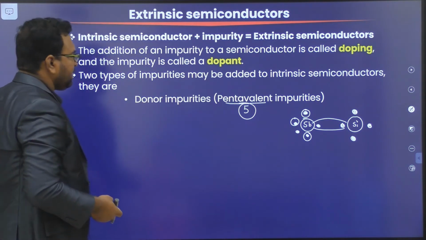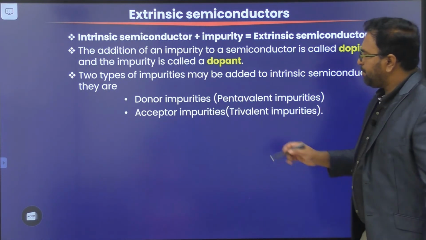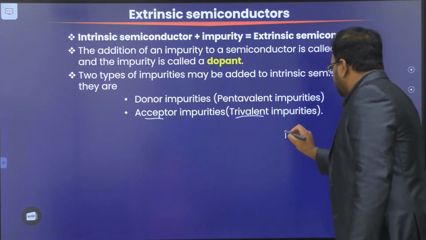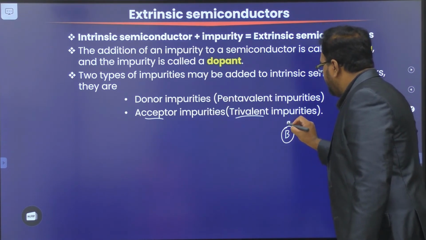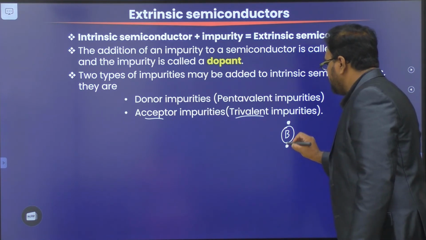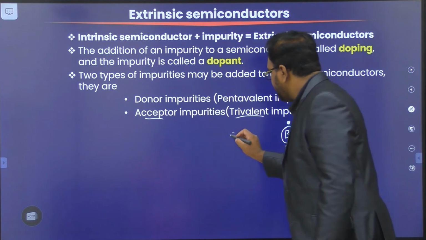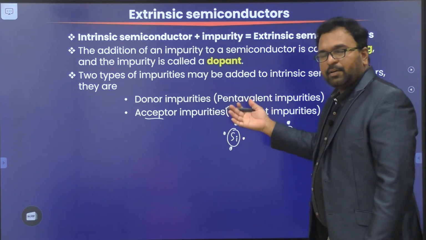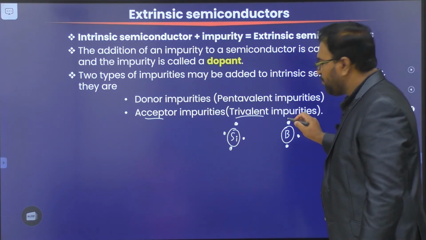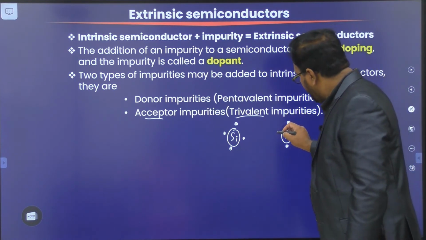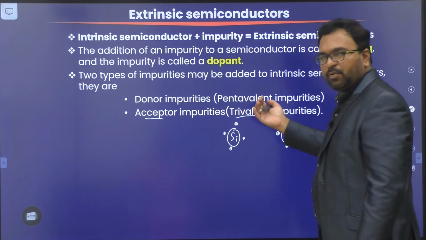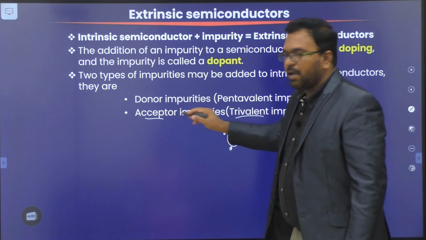Next, acceptor impurities. Trivalent impurities are considered acceptor impurities, because boron contains only 3 electrons in its outermost orbit. But silicon contains 4 electrons in its outermost orbit, which means it requires 4 electrons to form covalent bonds. But how many electrons are there in boron? Only 3. That means it requires 1 more electron to complete the covalent bond and the crystalline structure. That's why it will accept 1 more electron, and that's why we call trivalent impurities acceptor impurities.